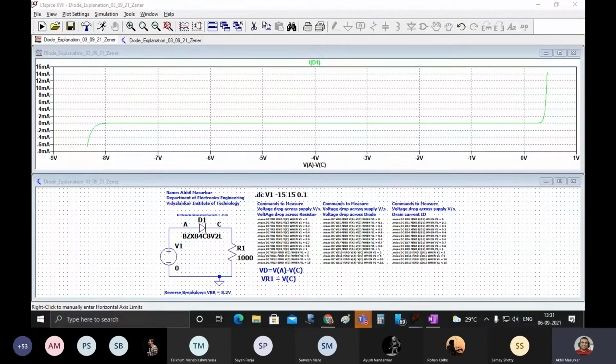Sayan, just keep your grid on. Keep your grid on in the graph. So you can go to plot settings and tick this grid. Grid should be ticked.